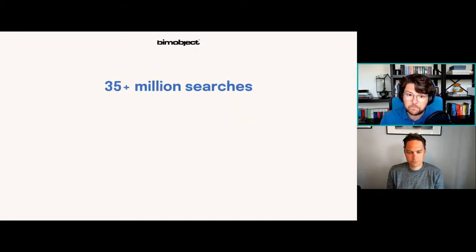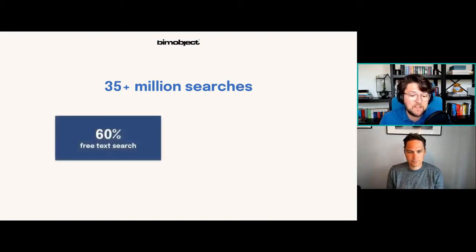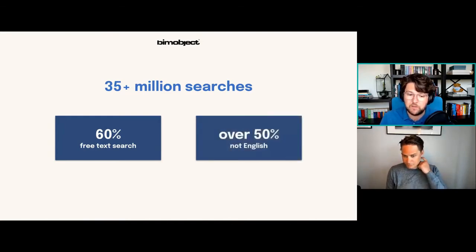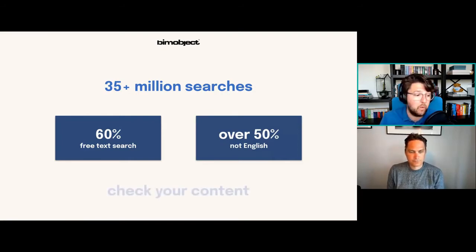Last year, there were over 35 million searches done on BIMobject by our users. And 60% of those were free text search. Now, what does that mean? That means that basically a user types something into the search bar. And over 50% of those were not in English. So over 50% of those were in another language, such as French or Spanish or German or any of the languages that we provide worldwide.